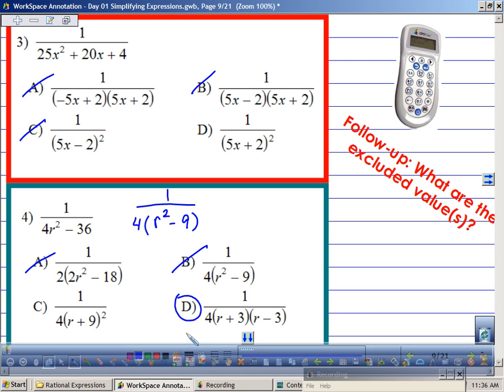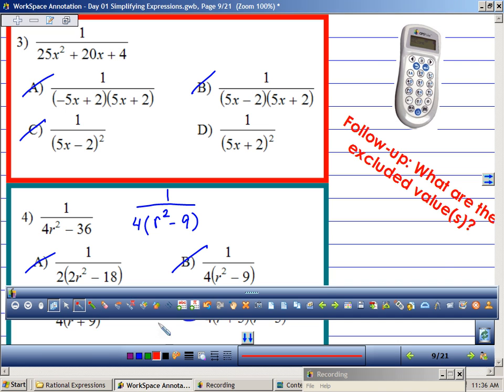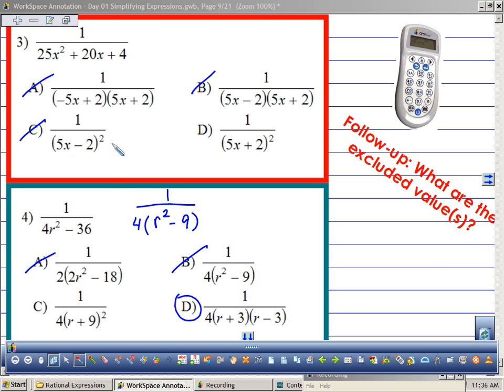Okay, good. I did that problem when we were supposed to be doing the other one. Okay. All right, let's move on. Ooh, we forgot our excluded values. What's the excluded value of this one, guys? I need a volunteer. Wait, where's the answer? Right here.